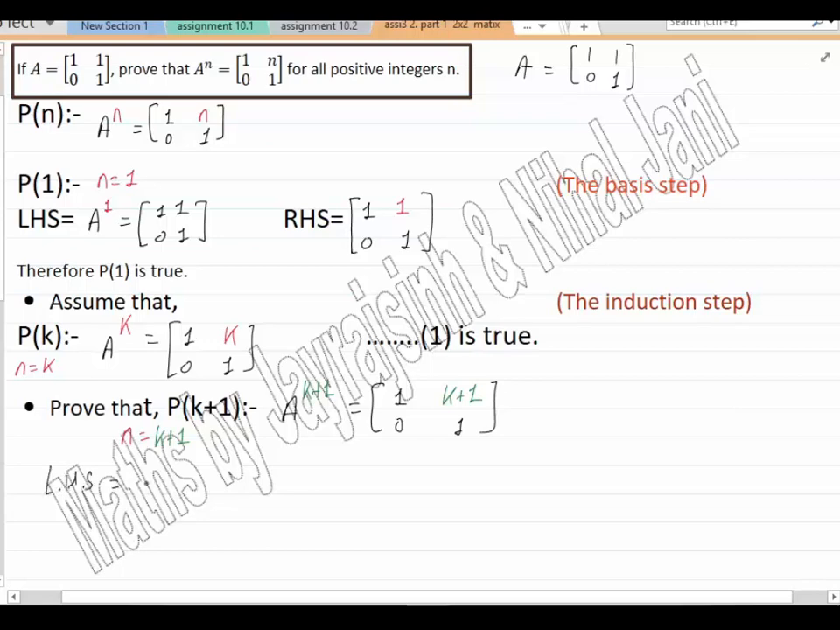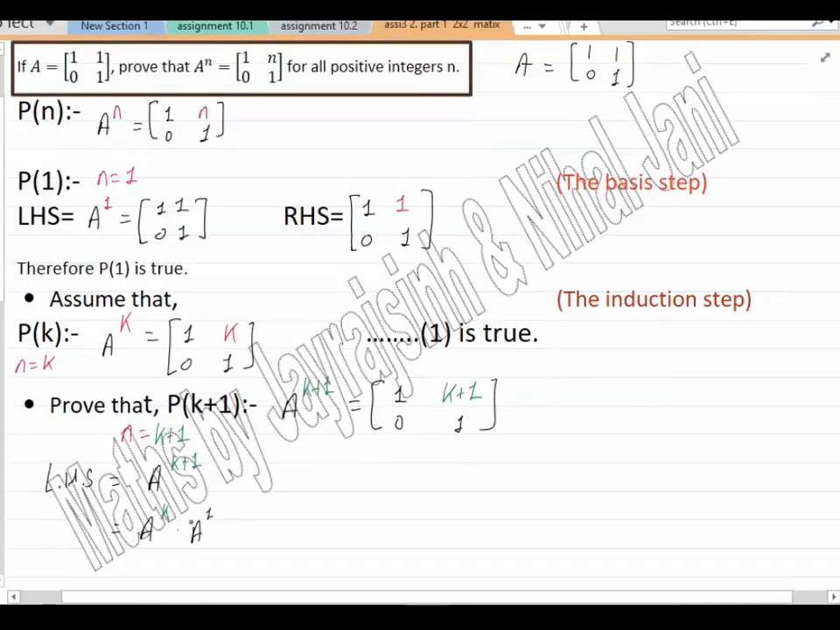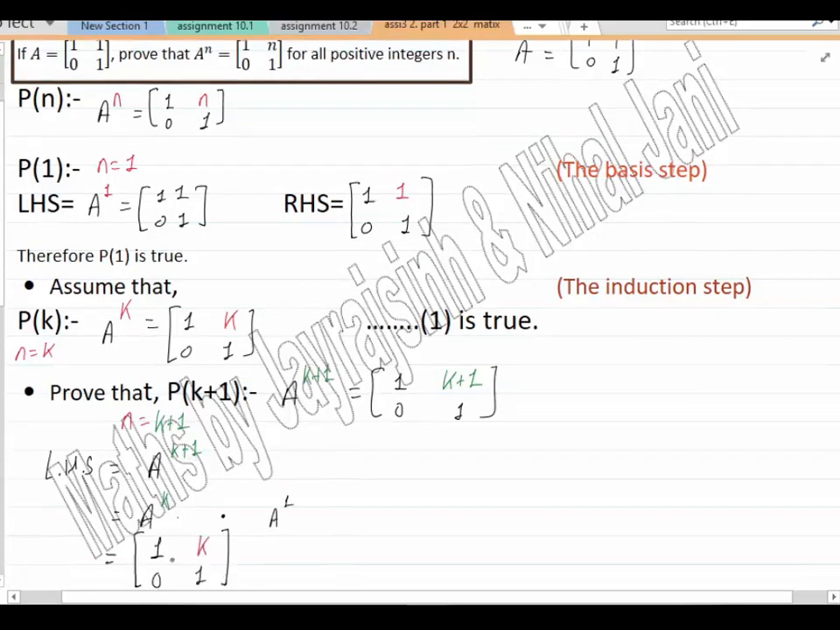Our left hand side is a raised to k plus 1. We can split this into a raised to k into a raised to 1. Now after splitting, it's time to place the values of a raised to k and a raised to 1. A raised to k is the matrix 1, k, 0, 1 from equation number 1, and a raised to 1 is already given: it is 1, 1, 0, 1, right?